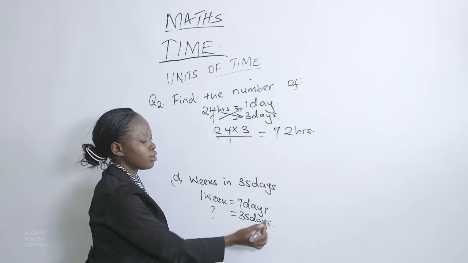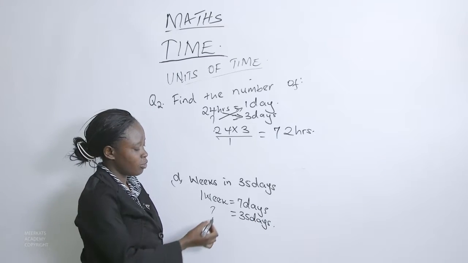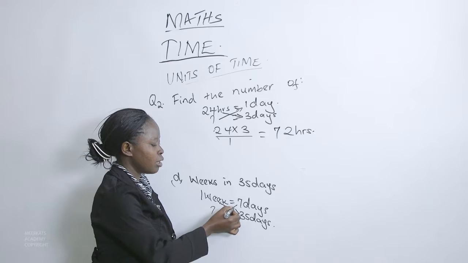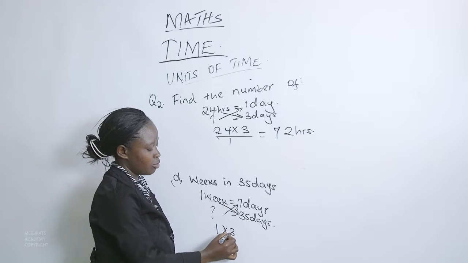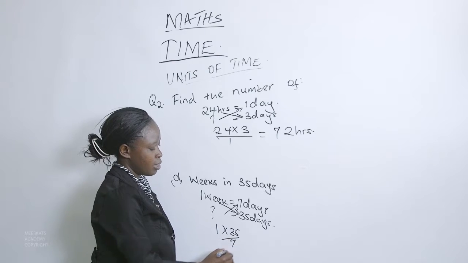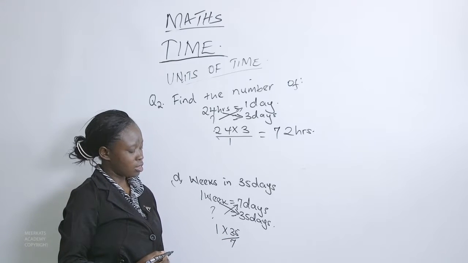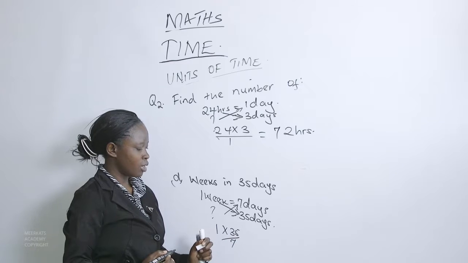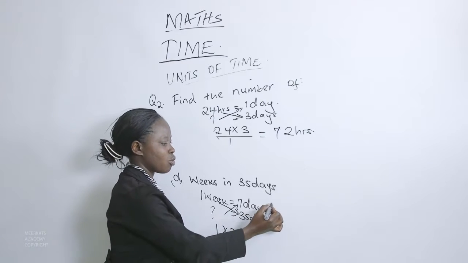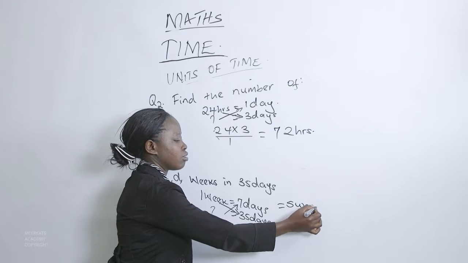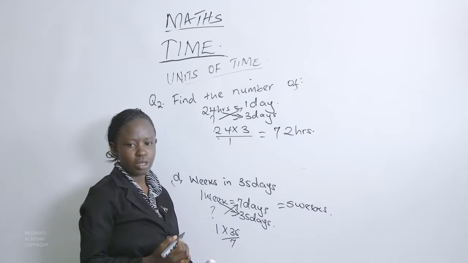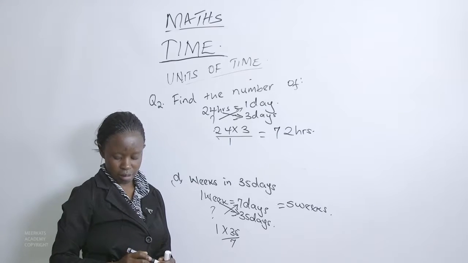So how do I get the number of weeks in 35 days? We cross multiply so that we have 1 times 35 divided by 7. 7 into 35 is 5. So we discover that 5 weeks is equivalent to 35 days.